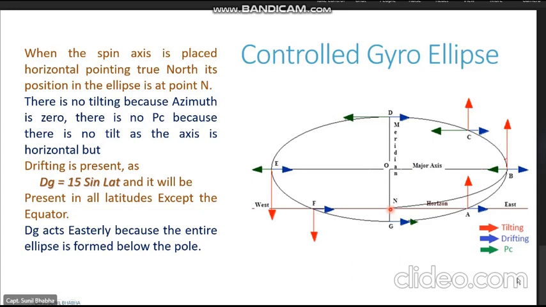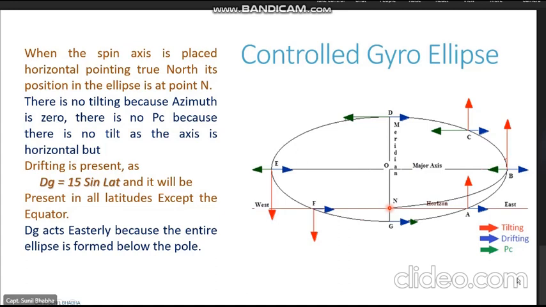When the spin axis is placed horizontal, pointing towards true north, it is at this particular location where the laser pointer is right now. The spin axis is horizontal, so it is pointing in the horizon. The spin axis is pointing northwards, so it is pointing in the meridian. So when the spin axis is placed horizontal pointing true north, its position in the ellipse is at this particular point represented by N. Now let us try to analyze the forces acting on the spin axis right now at point N. At point N, tilting will be 0 because tilting is proportional to azimuth. The azimuth right now is 0, spin axis is pointing in the meridian. So azimuth 0, tilting will be 0, there is no red vector.